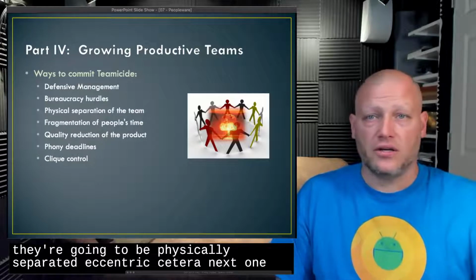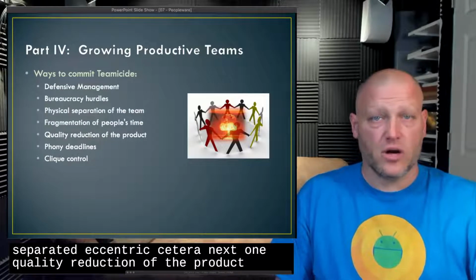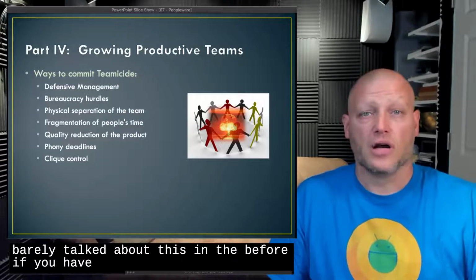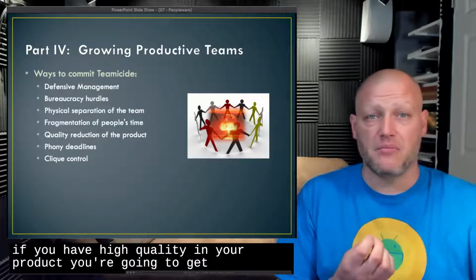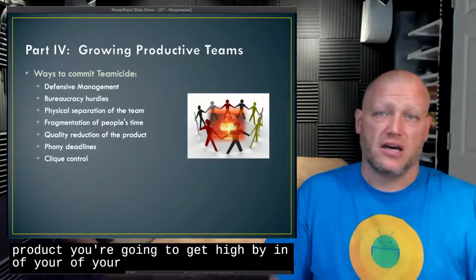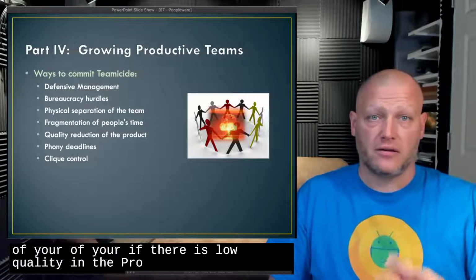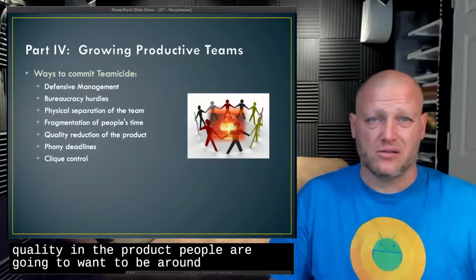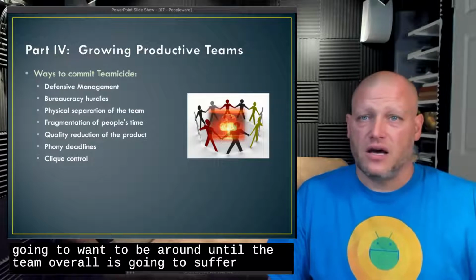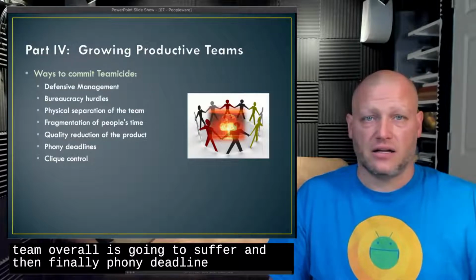The next one, quality reduction of the product. We already talked about this before. If you have high quality in your product, you're going to get high buy-in of your developers. If there's low quality in the product, people aren't going to want to be around, and so the team overall is going to suffer. And then finally, phony deadlines and clique control.